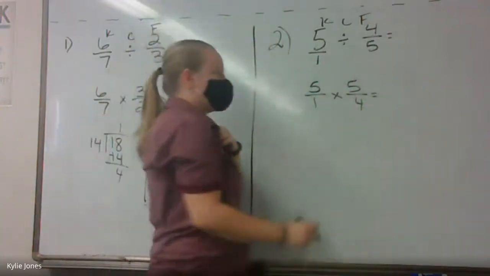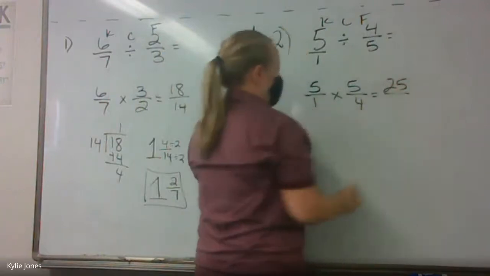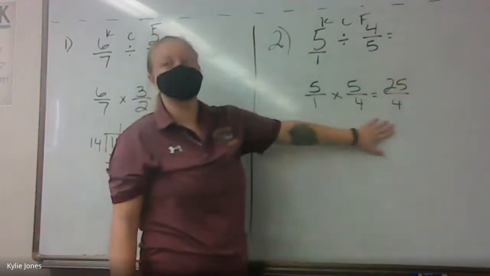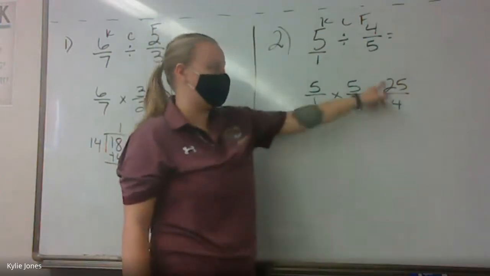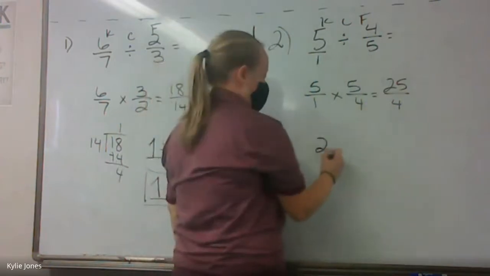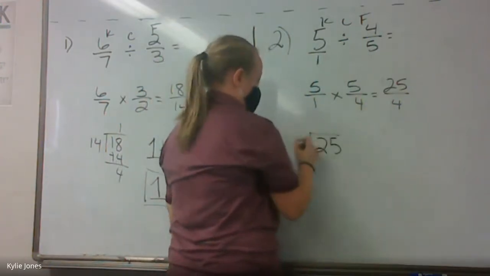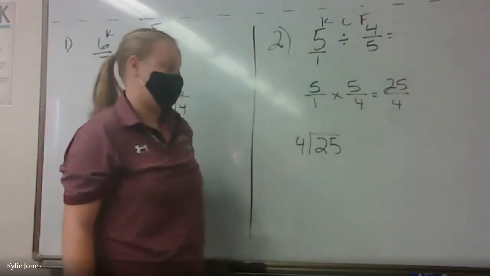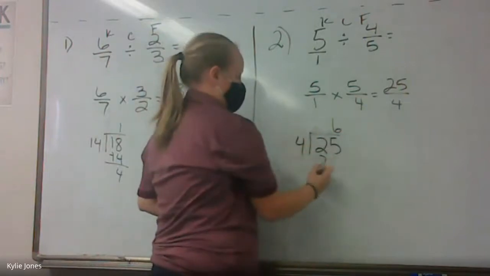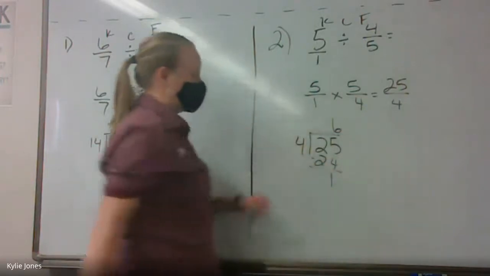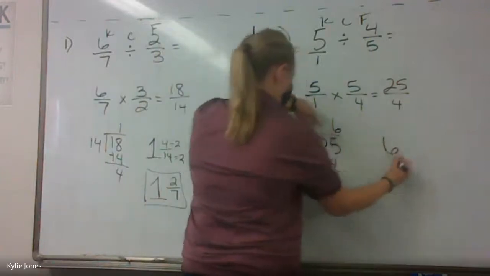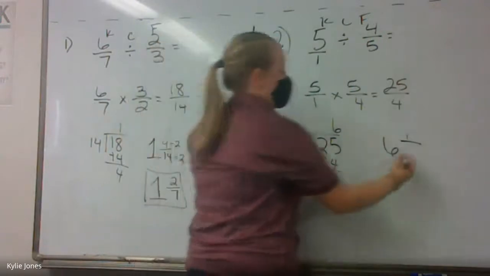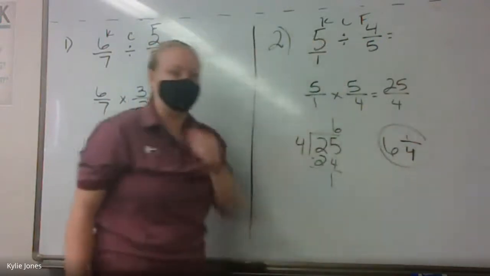What's 5 times 5? 25. And what's 1 times 4? 4. But still not done. Gotta divide because this is an improper fraction, so we need to divide. 25 divided by 4. How many times does 4 go into 25? 6 times. We subtract 24 and get 1. So 6 would be our whole number here. Our remainder becomes our numerator, and 4 becomes our denominator. 6 and 1/4 is your answer.